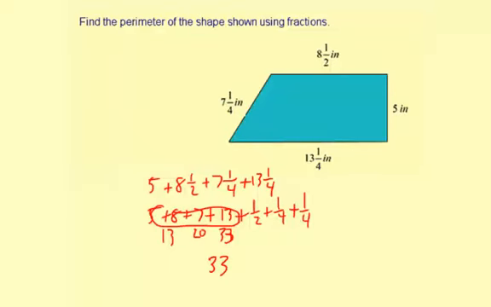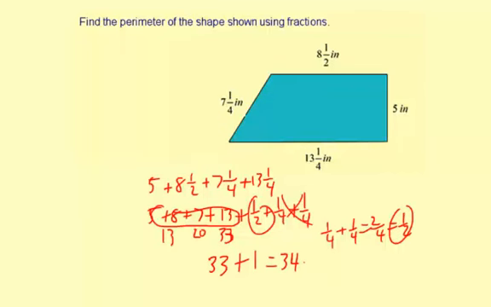And then for the fractions, a half plus a fourth plus a fourth. Well, let me add the fourths first because those have a common denominator. So 1 fourth plus 1 fourth equals 2 fourths, which is also equal to 1 half when you reduce it. So now we can add 1 half plus this 1 half. These are used up. 1 half plus 1 half is 1, so it'll be 33 plus 1, which is 34.